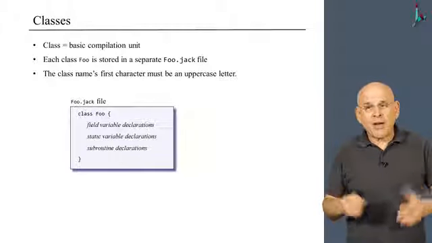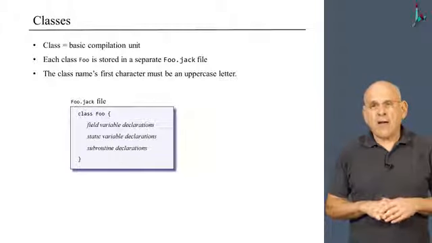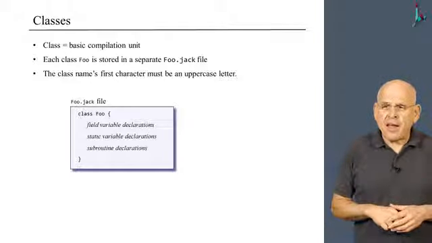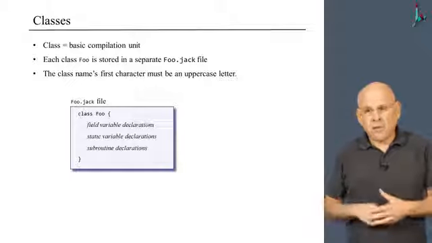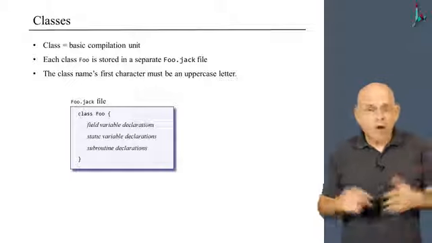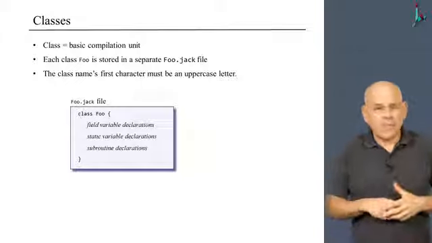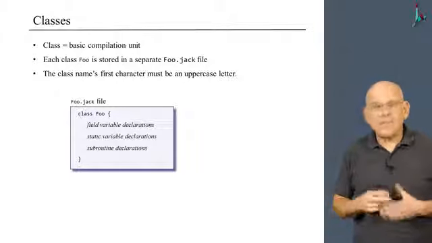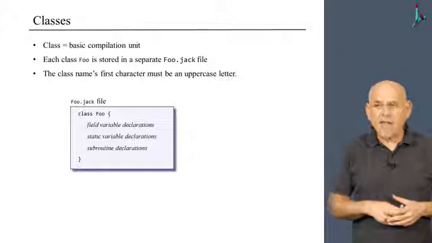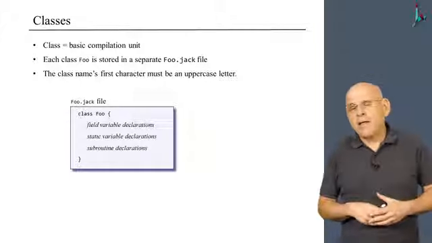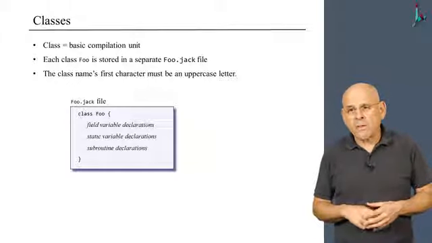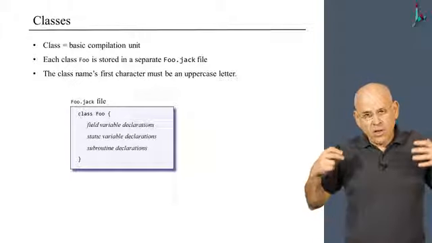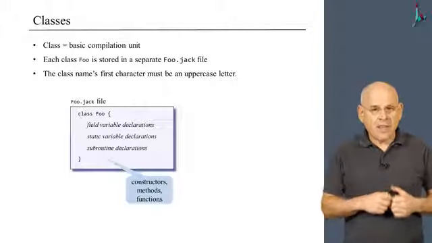Now, here is the general skeleton of a class in Jack. It begins with a class name, and then we have field variable declarations, which are optional, but if we have them, they will appear here. Then we have another set of 0 or more static variable declarations. And finally, we'll have what I called subroutine declarations. And by subroutine, I refer to constructors, methods, and functions.